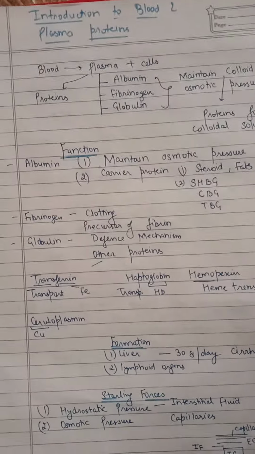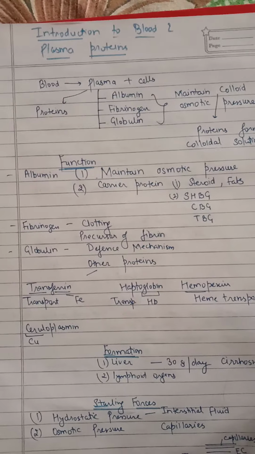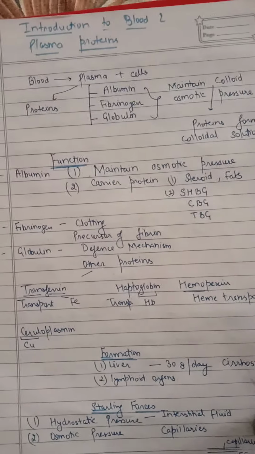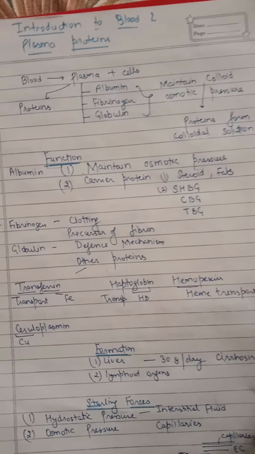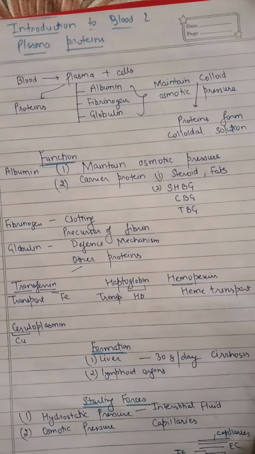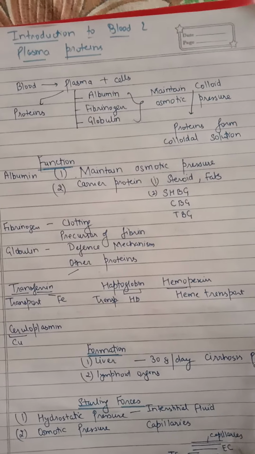Now, what is the function of these proteins? We will study the function one by one. Now, for the albumin, it maintains the osmotic pressure. As we have studied, all the plasma proteins help to maintain the colloid osmotic pressure. So albumin also helps to maintain the osmotic pressure, but it has the maximum contribution in forming the colloid osmotic pressure. Secondly, it also functions as a carrier protein.